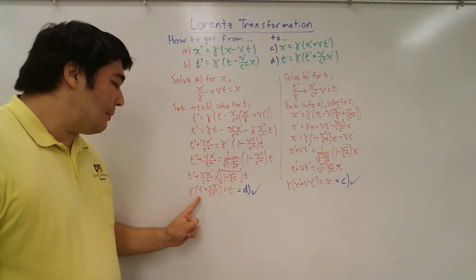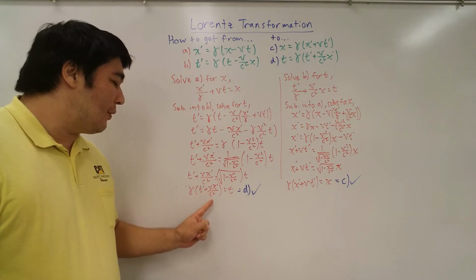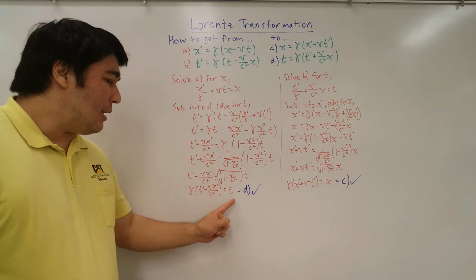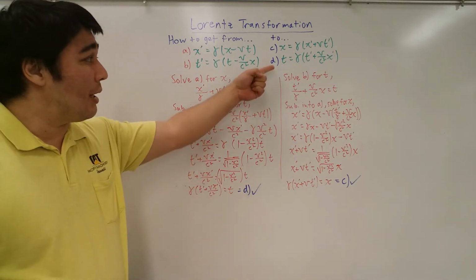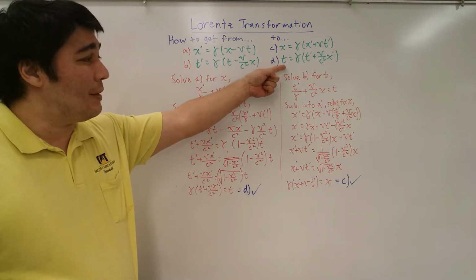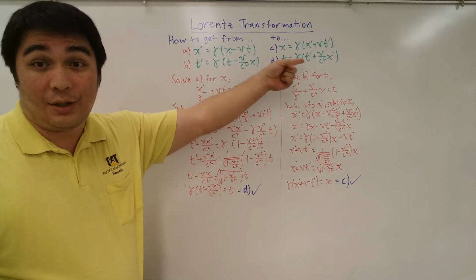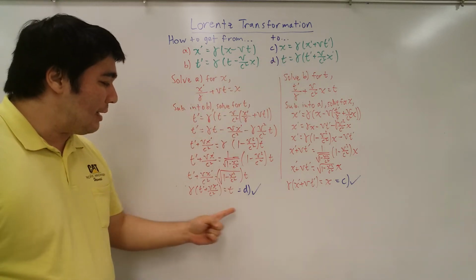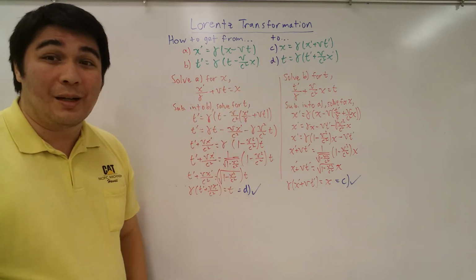And then I've got my t prime plus v over c squared times x primed equals t. And that is the result that I want, because equation D gives me this result. This is the result that I'm looking for. That's the result that I got. So that's why there's a check mark right there.